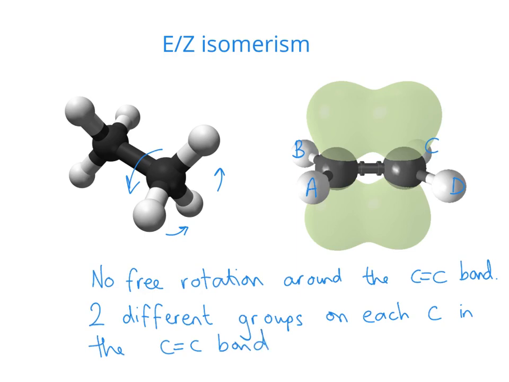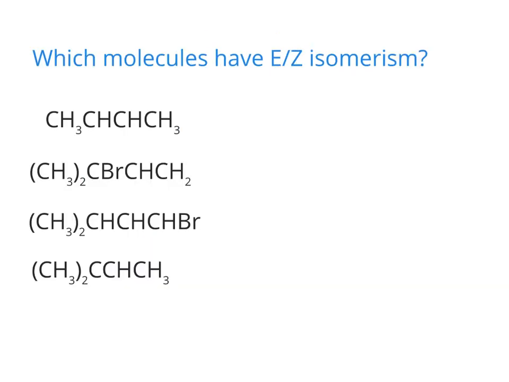And we'll look at why that is when we look at some examples. So the nastiest thing that they ever do is obviously give you these lengthy molecular structures, and you have to work out whether they've got EZ isomers. So you've got to find the double bond in these structures and then work out what's attached either side.